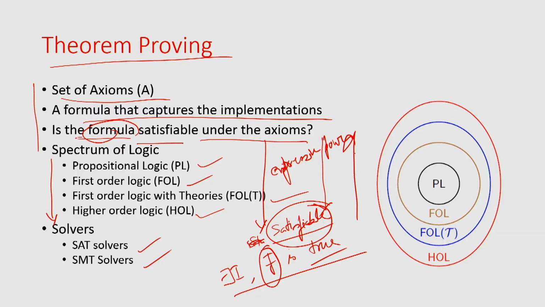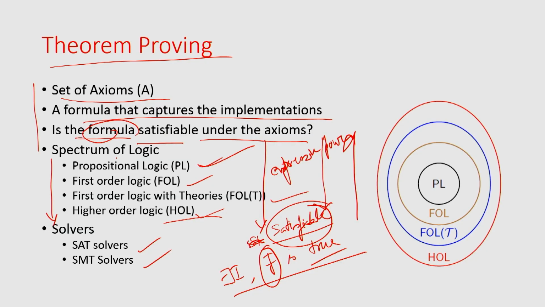In propositional logic, the problem is decidable, right? In higher order logic, the problem is not even decidable. Whether the formula is satisfiable or not, checking in higher order logic will not be decidable at all, right? So based on your system and your requirement, you can decide which logic you need, and then you have to use the appropriate checking method to check whether the formula is satisfiable or not, right?